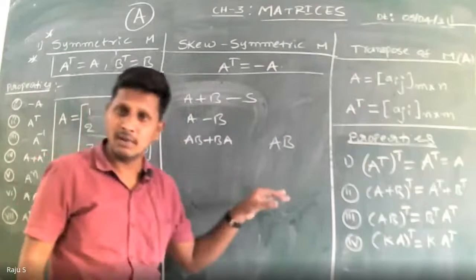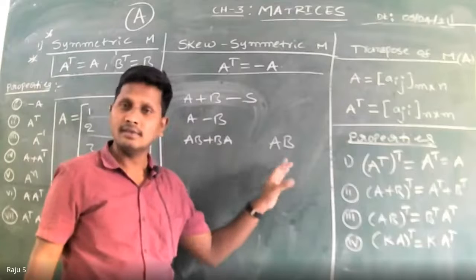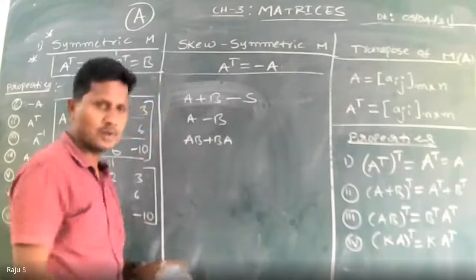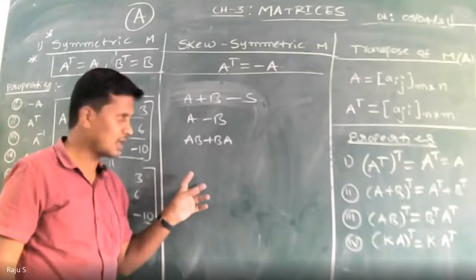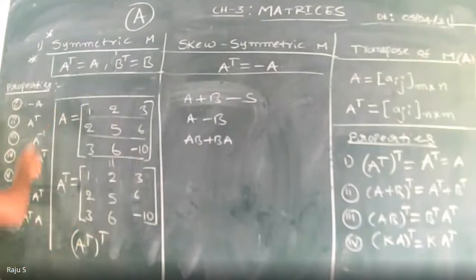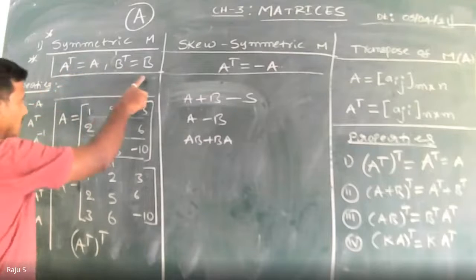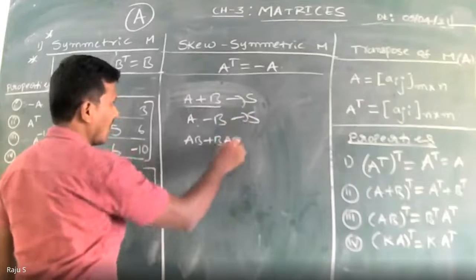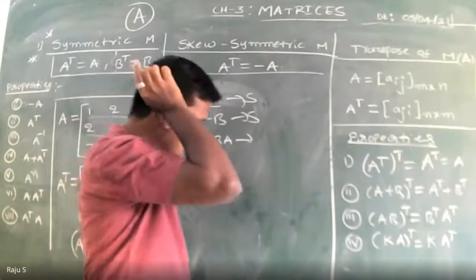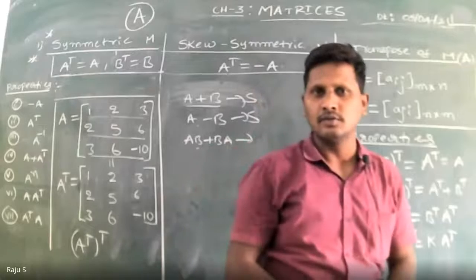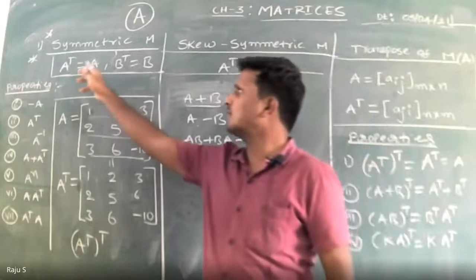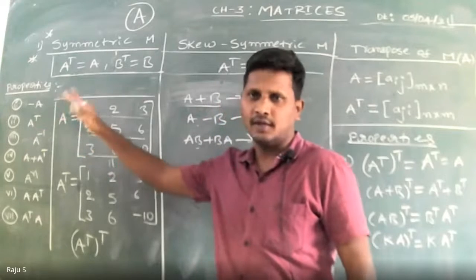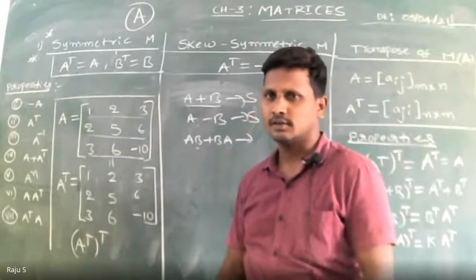AB becomes symmetric when A is equal to B. So simply up to here you have to remember the properties. Right? So what are the properties when A and B are symmetric matrices? A plus B is symmetric, A minus B is symmetric, and AB plus BA also is symmetric. Symmetric means after interchanging the rows and columns, again we get the same matrix.